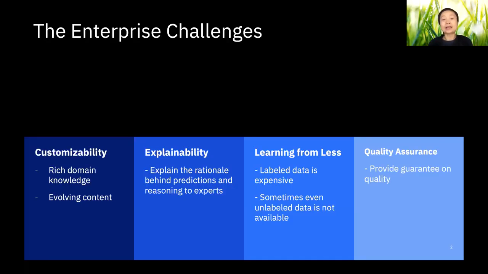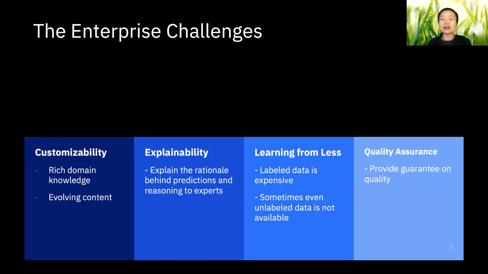The second part is explainability. Explainability is a very hot topic these days. You can see multiple workshops about how to interpret black box models. There are also tutorials on explainability. In fact, Quan and I are going to give a tutorial very soon at ACL about explainability in NLP. But in general, in the enterprise environment, for various reasons, from regulation to actual engineering requirements, we need to be able to explain the rationale behind the prediction and reasoning to experts.